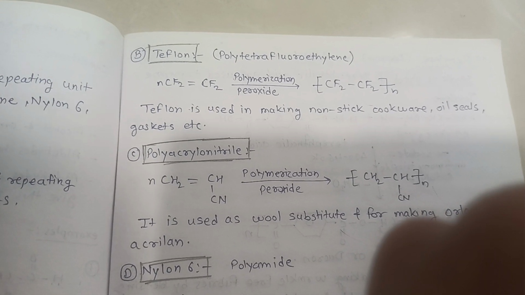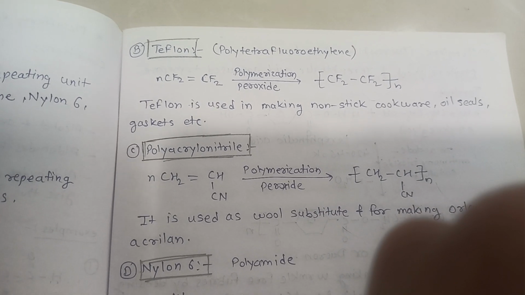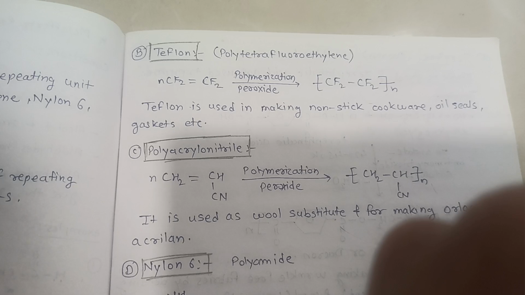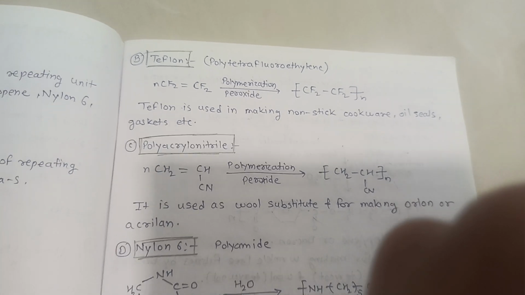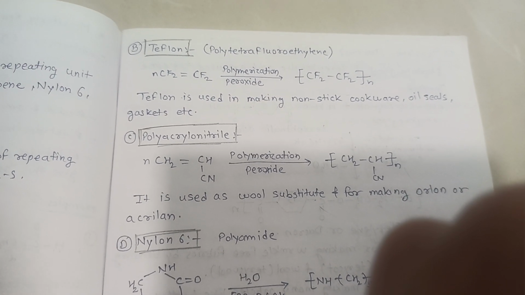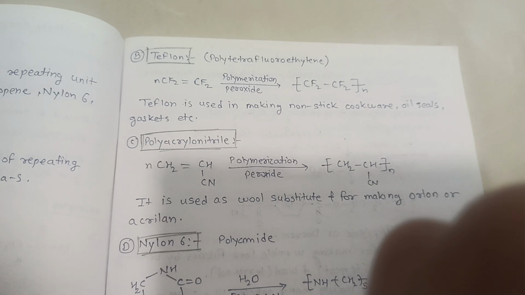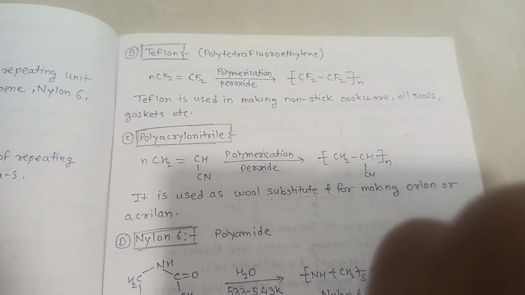So Teflon is used in making non-stick cookware, oil seals, gaskets, etc. These are the uses of Teflon. It is used in non-stick utensils like a pan, a dosa maker pan. So in that Teflon is used, Teflon coating.